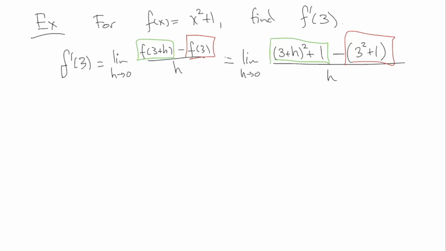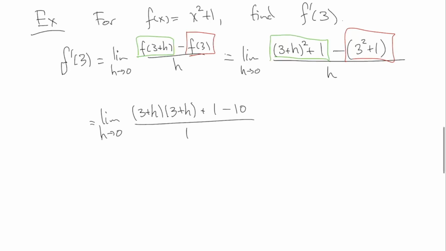I see 3 plus h squared. So I'm going to do the FOIL there. Maybe I'll just write it out. 3 plus h times 3 plus h. And then all this other stuff is still there. Plus 1 and then minus. Can I do inside the parentheses? 3 squared plus 1 is 10, right? 3 squared is 9. Plus 1 more is 10. All right. Over h.